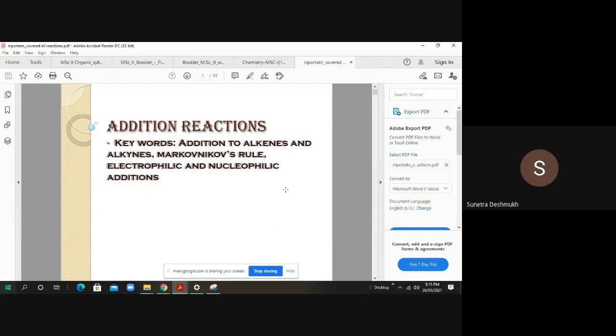So this time we will see what stereochemistry is involved in addition reactions. Okay, so keywords may be addition to alkenes and alkynes, Markovnikov rules, electrophilic and nucleophilic additions. So we'll see all these things one by one.